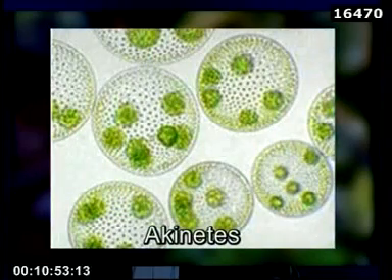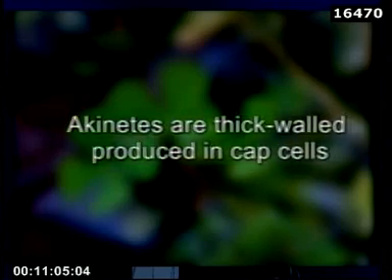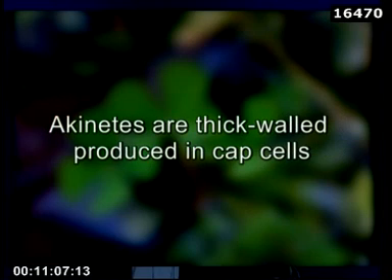Now we will take the akinetes. The next type of spore which is formed in the Oedogonium filament during unfavorable conditions is called akinetes. These akinetes are thick-walled structures and are produced singly in some of the specialized cells of the filament. These akinetes on maturity are released in the same manner as the zoospores are released from the filament, and develop into new organisms on the approach of favorable conditions.